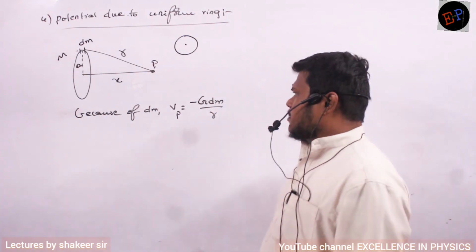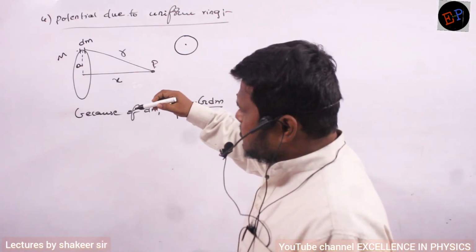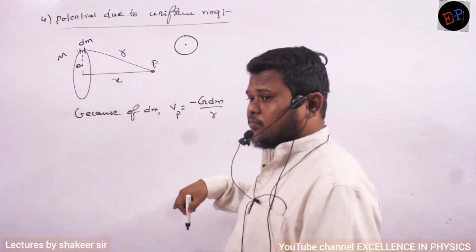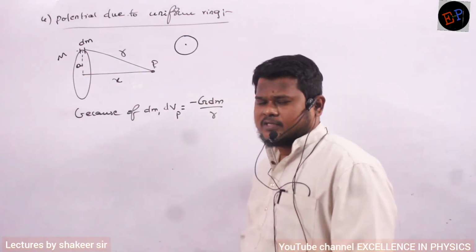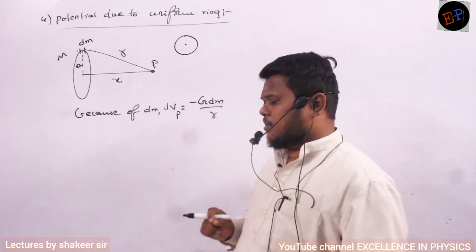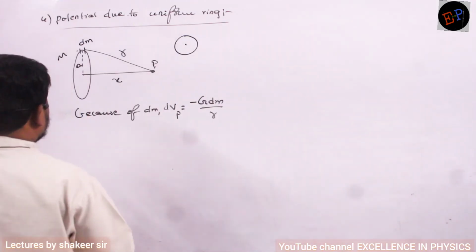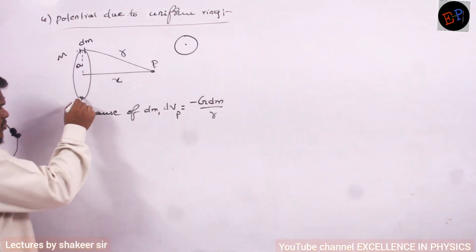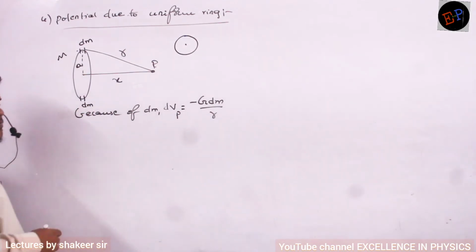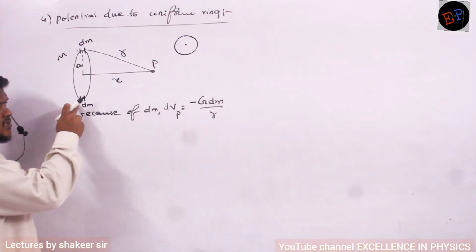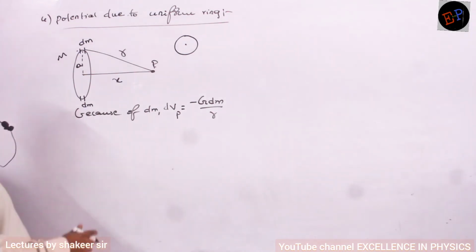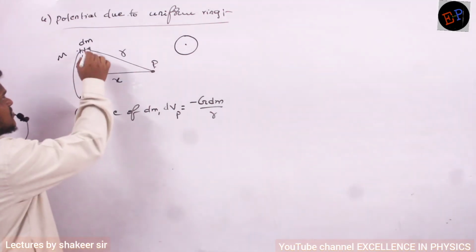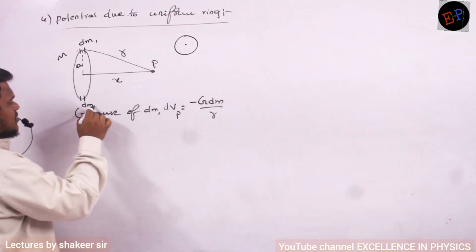Now if I want to calculate the potential because of the total ring, what I have to do? I have to integrate. This is dVp, the small potential because of a small mass. Now listen very carefully. Here I will take one more point mass dm. Because of this dm also, here there will be some potential. Because of another dm, let us call it dm1, and this is dm2.